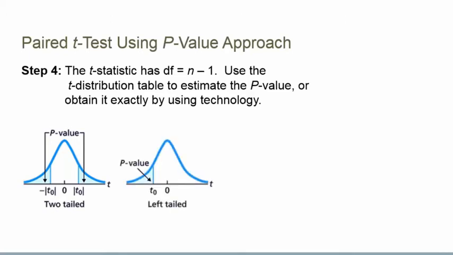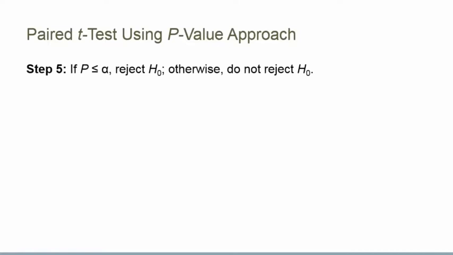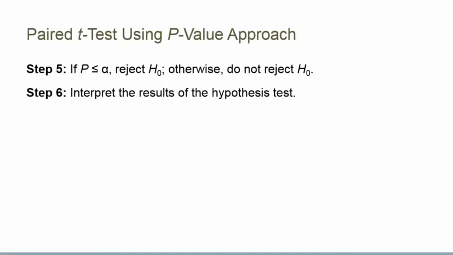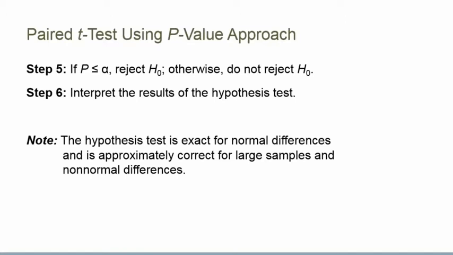The p-value for a left-tailed test is to the left of t sub 0. The p-value for a right-tailed test is to the right of t sub 0. Paired t-test using p-value approach. Step 5. If p is less than or equal to alpha, reject H sub 0. Otherwise, do not reject H sub 0. Step 6. Interpret the results of the hypothesis test. Note, the hypothesis test is exact for normal differences and is approximately correct for large samples and non-normal differences.